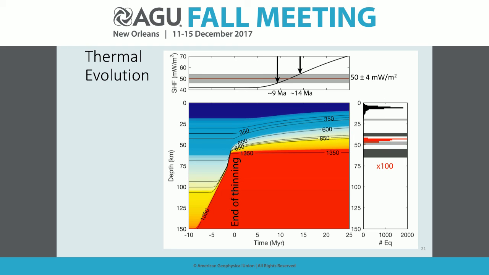From the surface heat flow measurements alone, we have a constraint of about 9 to 14 million years. And we're going to play this game of looking at these different brittle-ductile transition zones to figure out how well we can tighten up this timing constraint.